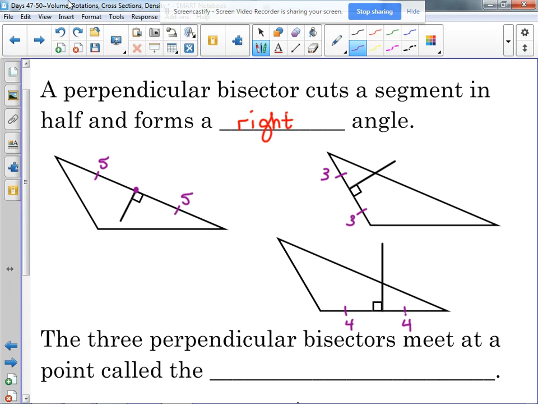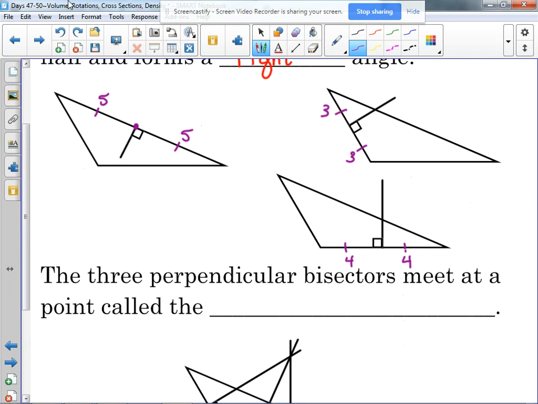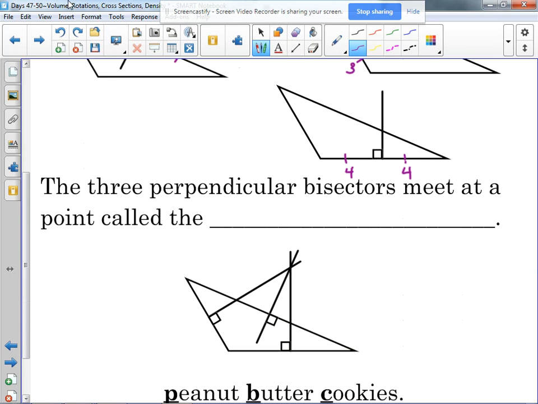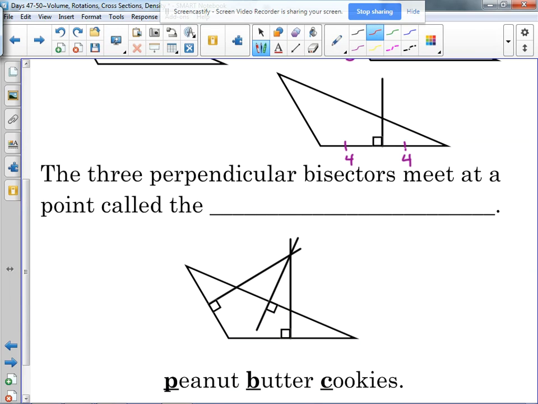The last center of the triangles that we're going to talk about is the circumcenter. Now, with the triangle that we have, that circumcenter is outside of the triangle. So the orthocenter can be outside of the triangle. The circumcenter can be outside of the triangle.